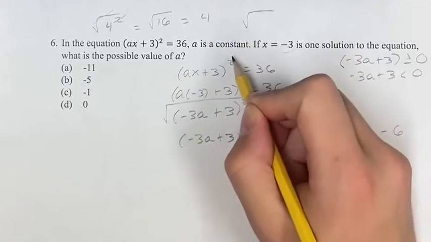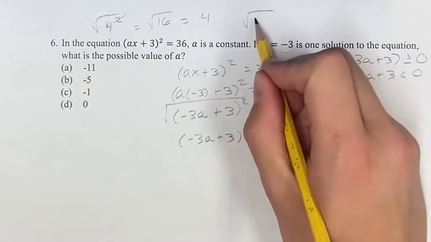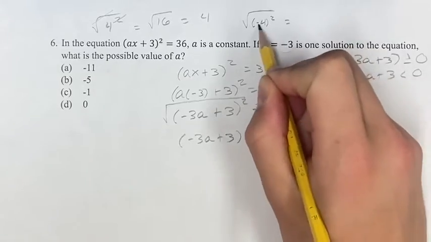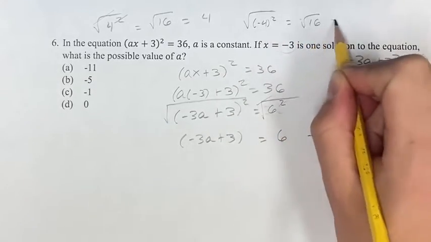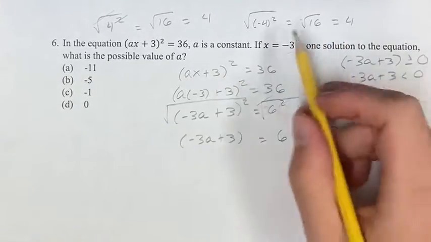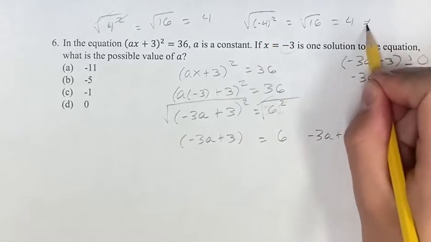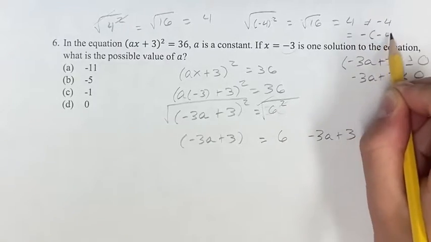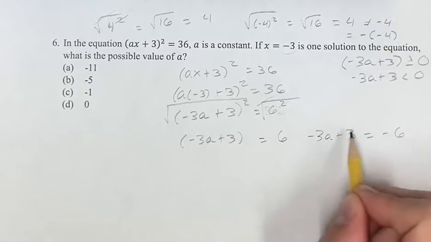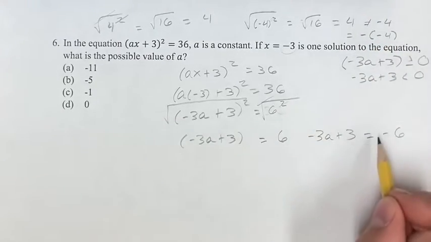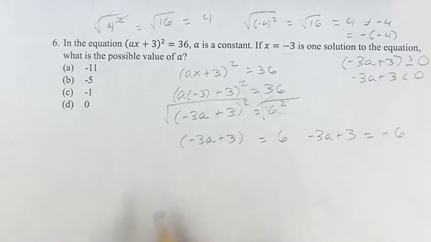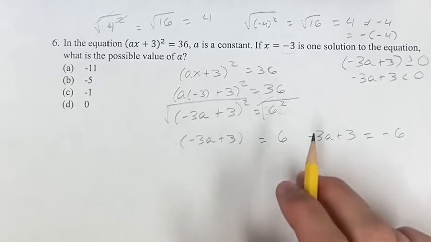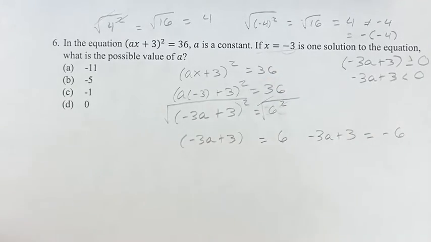But if you're taking the square root of a negative number squared, -4 squared is 16, the square root of 16 is 4. This is not the same as canceling these out because this is not equal to -4. It is equal to the negative of -4. So -3a + 3, if it's less than 0, is equal to not 6, but -6. And when you solve these two equations, these are the two possible values for a, given that x = -3 is one of the solutions.